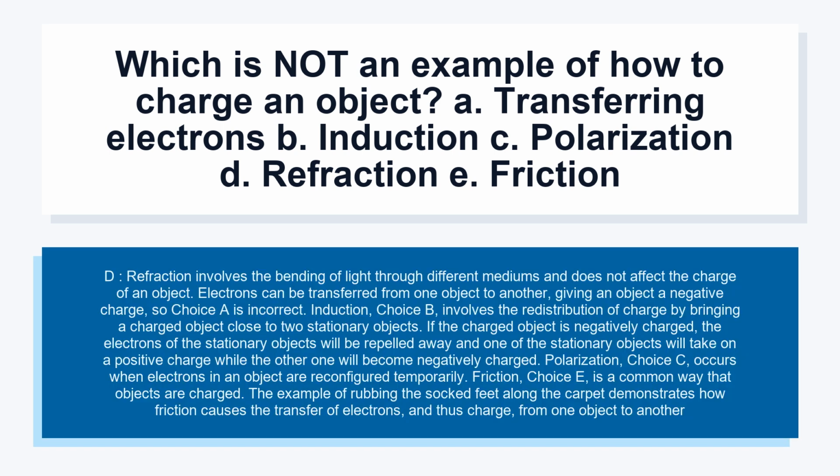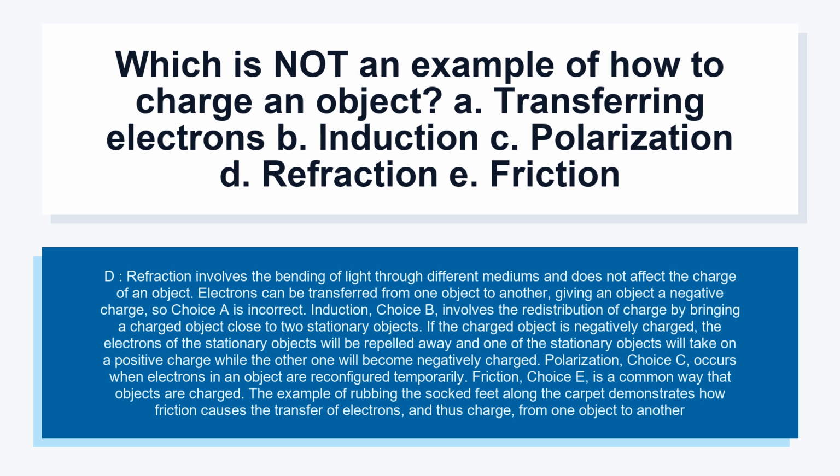D. Refraction involves the bending of light through different mediums and does not affect the charge of an object. Electrons can be transferred from one object to another, giving an object a negative charge, so choice A is incorrect. Induction, choice B, involves the redistribution of charge by bringing a charged object close to two stationary objects. If the charged object is negatively charged, the electrons of the stationary objects will be repelled away and one of the stationary objects will take on a positive charge while the other one will become negatively charged.